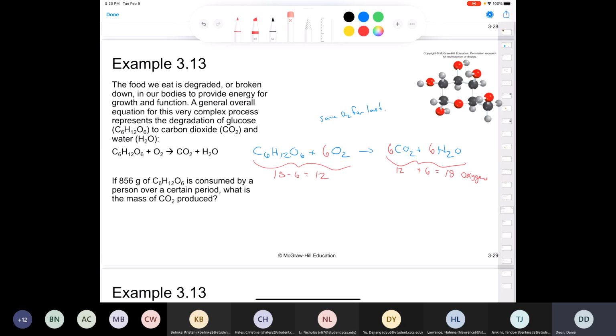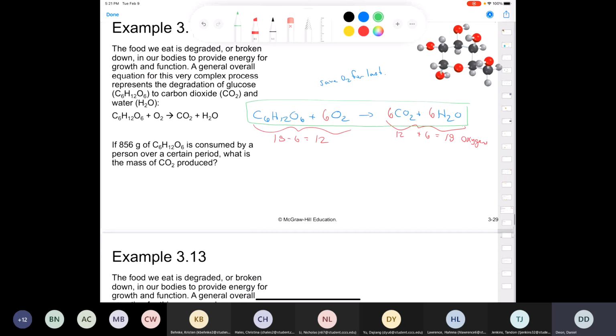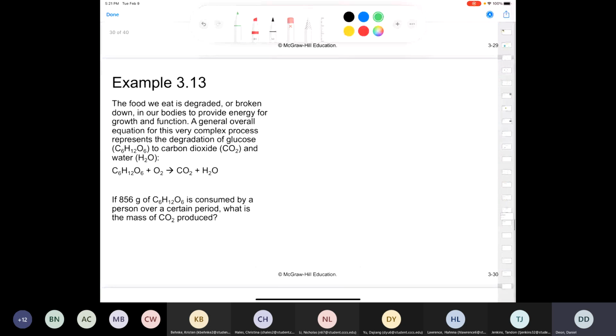Don't believe me? Check. So this is a perfectly balanced equation right here. C6H12O6 plus 6 moles of O2 produces 6 moles of carbon dioxide and 6 moles of water. Give me a thumbs up if you think you can balance that equation. Give me a little practice, Mr. Dion, and I'll be able to nail that. All right, and then we can try some stoichiometry.